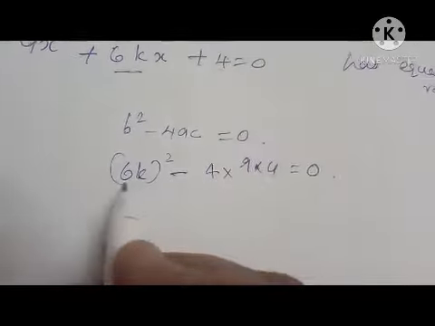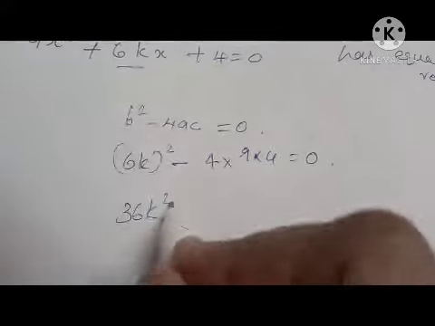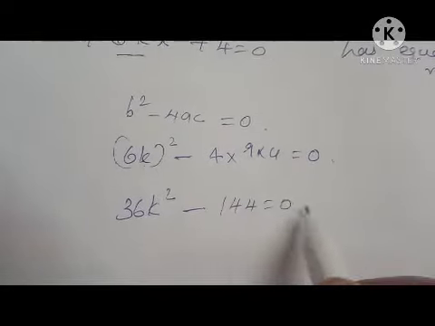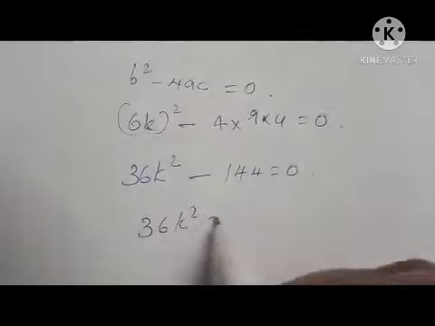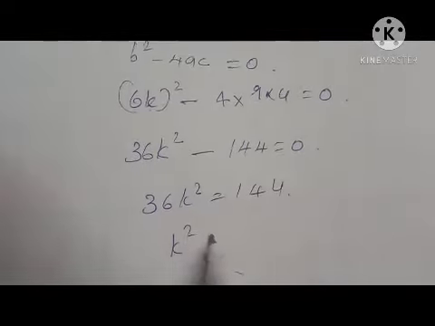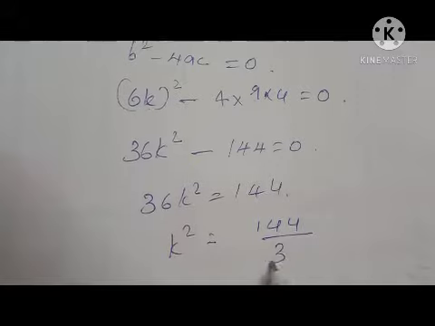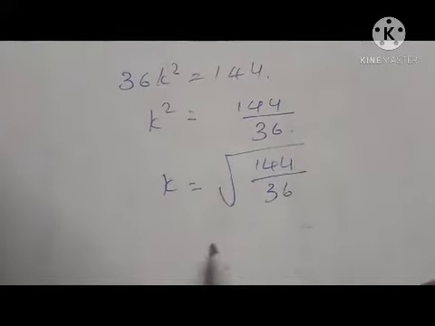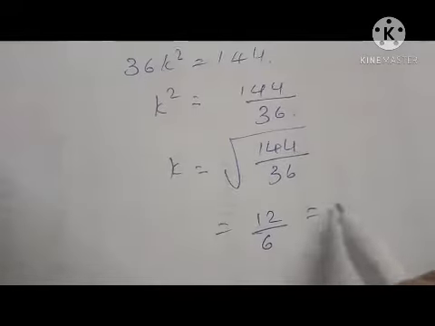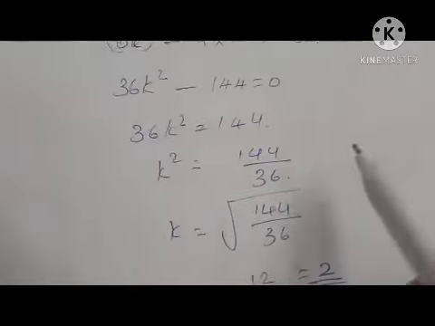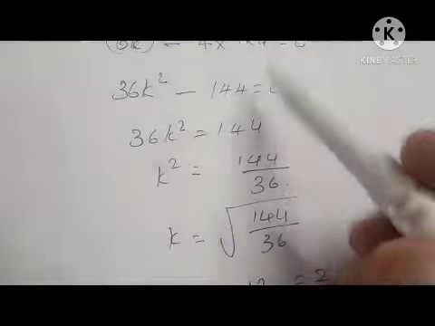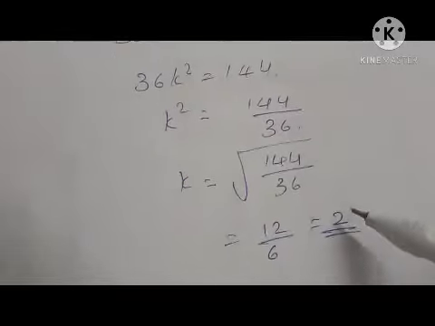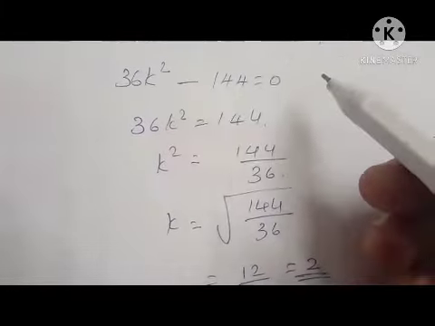6k is b, so 6k square minus 4 into a, which is 9, c is 4, equals 0. Then 6k square is 36k square, minus 9 into 4 is 144, equals 0. So 36k square equals 144. Then k square equals 144 by 36. Then k equals root of 144 by 36 equals 12 by 6, that is equal to 2. Here you can write all these steps if you want. Otherwise, from here itself you will get it as 12 by 6. That answer will be 2. Here it is only a 1 mark question.